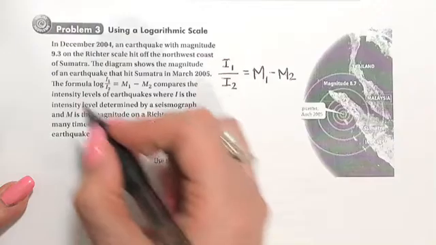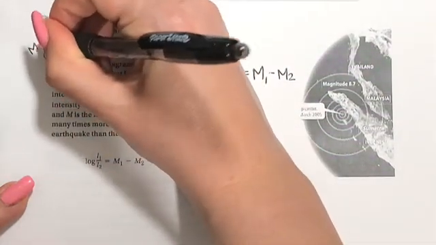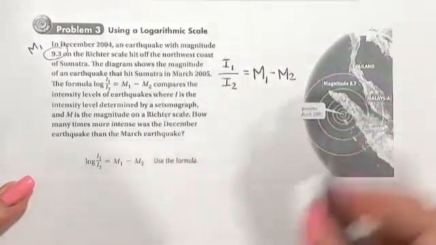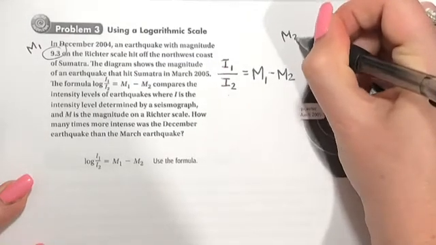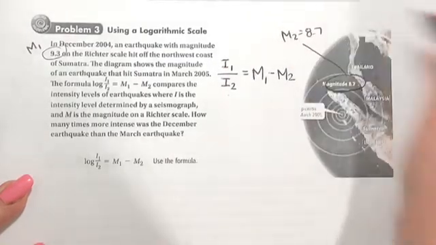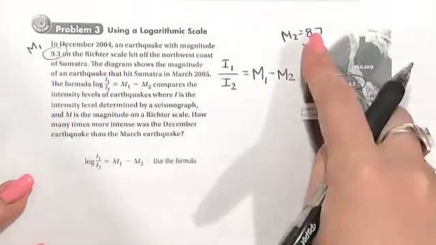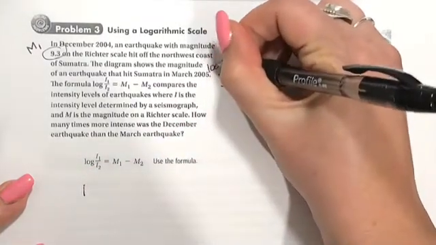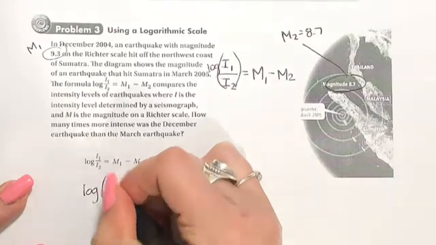So those numbers they gave us, this 9.3 is going to be our magnitude 1. And then the magnitude 2, they didn't say in the story problem, it's actually in the picture over here. It's 8.7, so I'll just write that out. It's kind of hard to see in the picture. So we're going to take these two numbers, the 9.3 and the 8.7, and just plug them in here. I forgot to write the log next to this. We have log of I1 over I2.